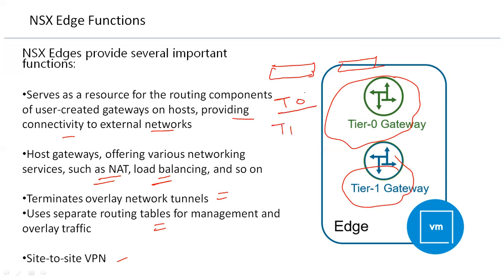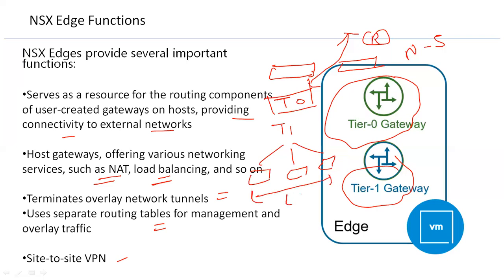T0 we refer to as the gateway router, where T0 takes care of data traffic moving outside and inside. Any routing where data goes in and out, we refer to as north-south routing. T1 primarily takes care of the routing within your data center. We refer to that as the distributed router, or east-west routing, the routing within your data center. For example, you have one segment for app, another for DB, another for web, and you want to perform routing between them. All this routing is taken care of by your T1 component.